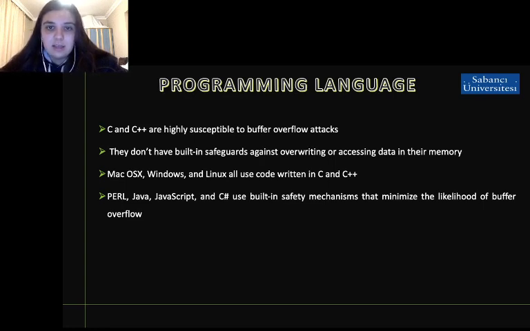Assembly, C, and C++ are popular programming languages that are vulnerable to buffer overflow, in part because they allow direct memory access and are weakly typed. C provides no built-in protection against accessing or overwriting data in any part of memory. More specifically, it does not check that data written to a buffer is within the boundaries of that buffer.